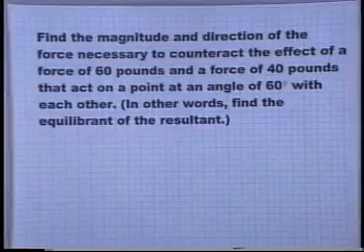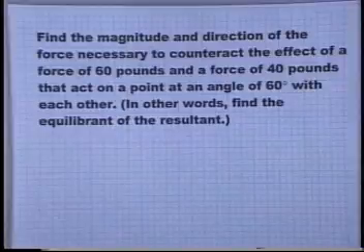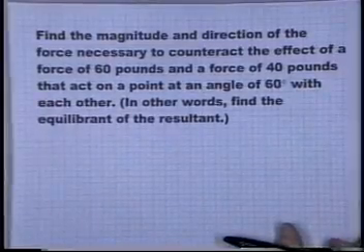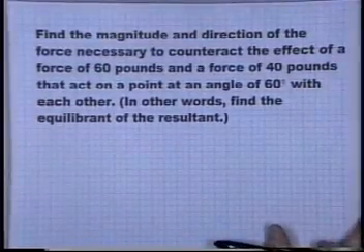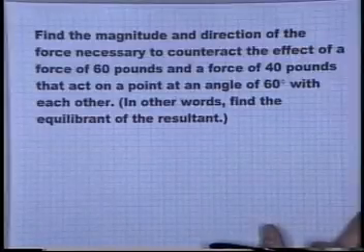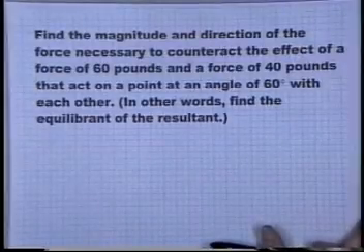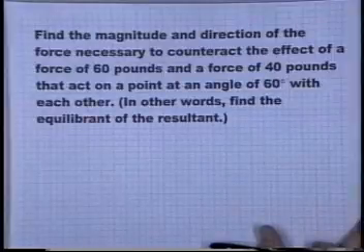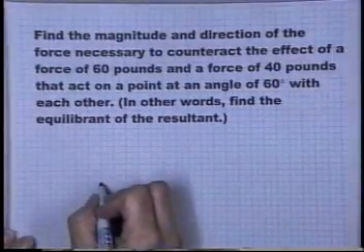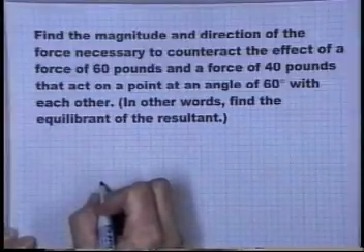Find the magnitude and direction of the force necessary to counteract the effect of a force of 60 pounds and a force of 40 pounds that act on a point at an angle of 60 degrees with each other. In other words, we want the equilibrant of the resultant of these vectors.